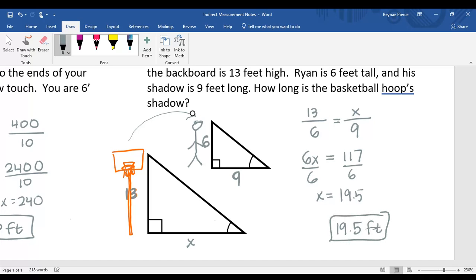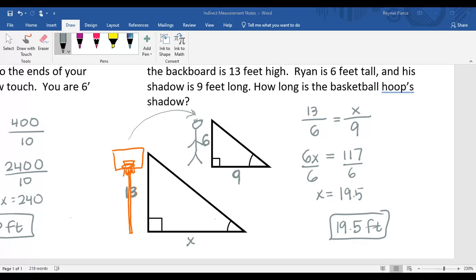Now your job is to come up with your own indirect measurement problem and submit a Flipgrid video.